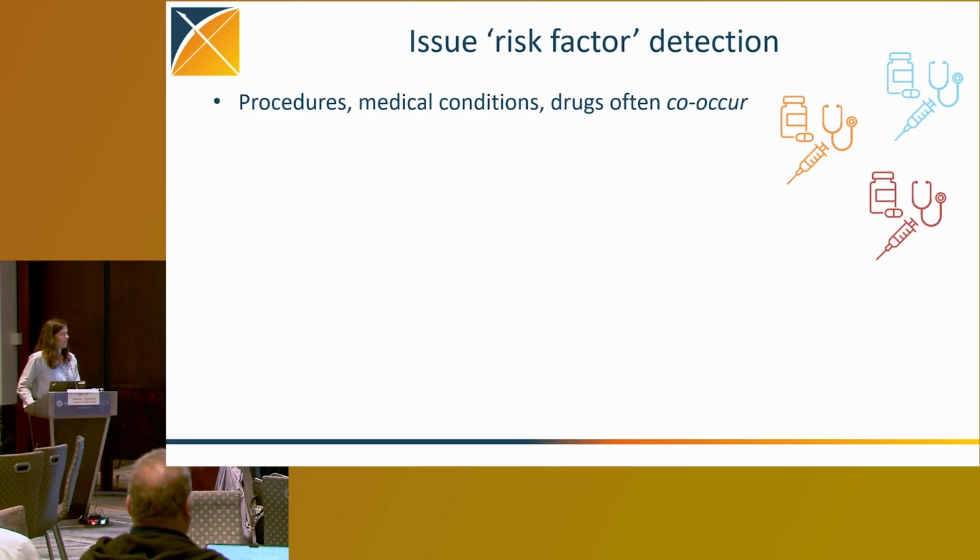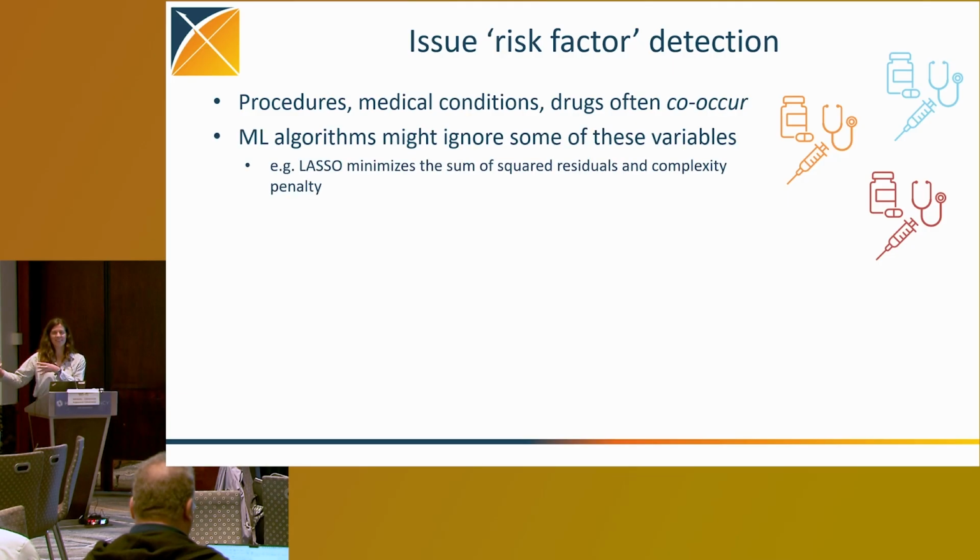But what is the problem for risk factor detection? Well, in the medical domain, procedures, medical conditions, and drugs often co-occur. You might all know this, but I think it's important to realize that this really impacts this specific problem. Procedures are often used to diagnose medical conditions, and when you're diagnosed with a specific medical condition, you'll get certain treatments. So that means there's a very high correlation between these different variables.